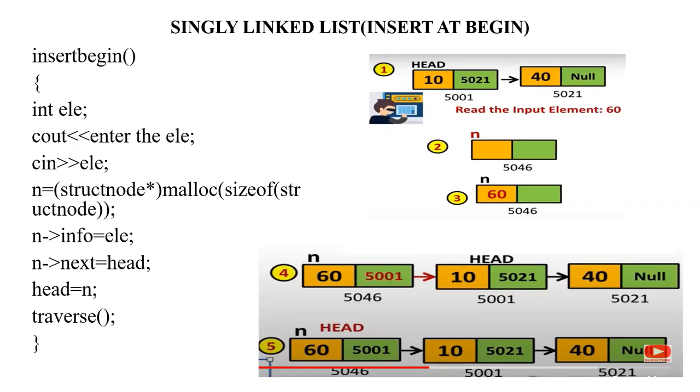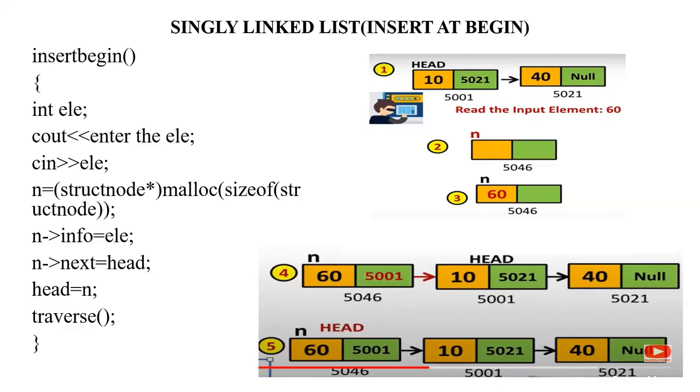Now let us see the program. In insert beginning, we are going to initialize a variable element to store the data. Now, printf: enter the element. Now you are going to enter the element. So it is going to be 60. Now you are going to create a node. Using struct node, malloc of size of struct node, you are going to create a node.